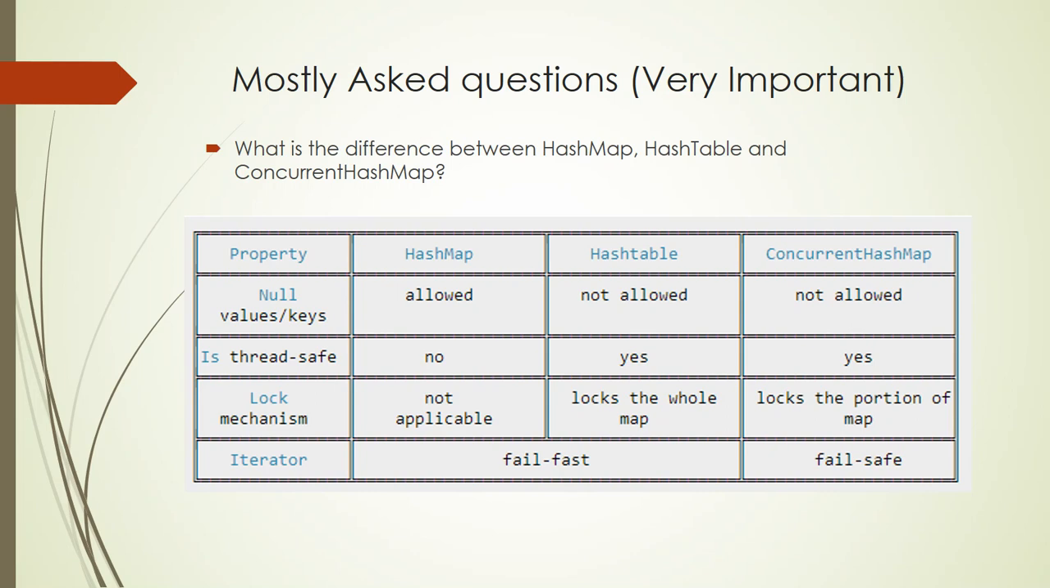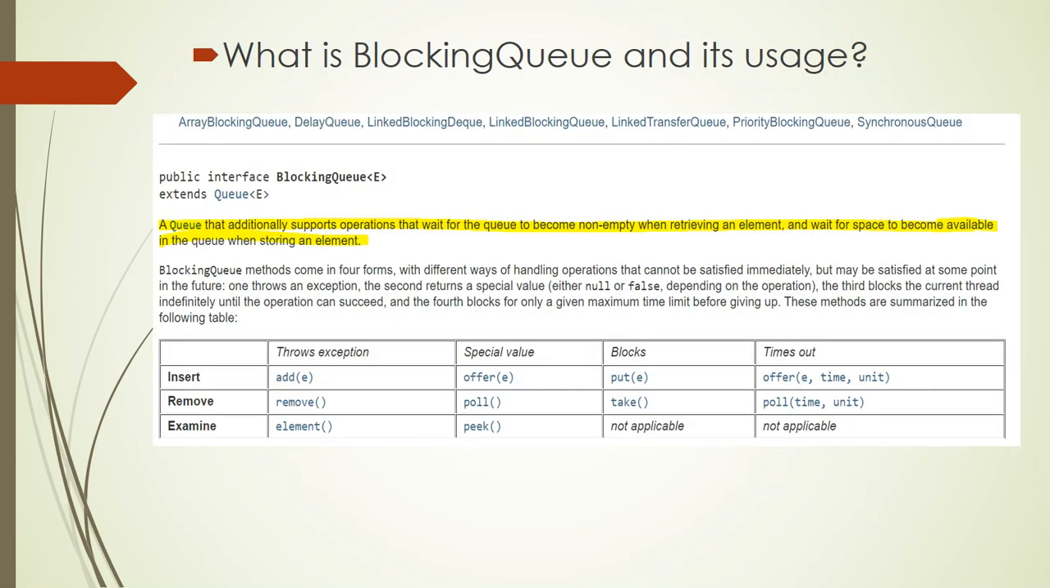Now moving to the next question. What is a blocking queue and its usage? There are multiple implementation classes of blocking queue, like ArrayBlockingQueue, DelayQueue, LinkedBlockingQueue. But let's start with the definition: a queue that additionally supports operations that wait for the queue to become non-empty. This is important, non-empty.